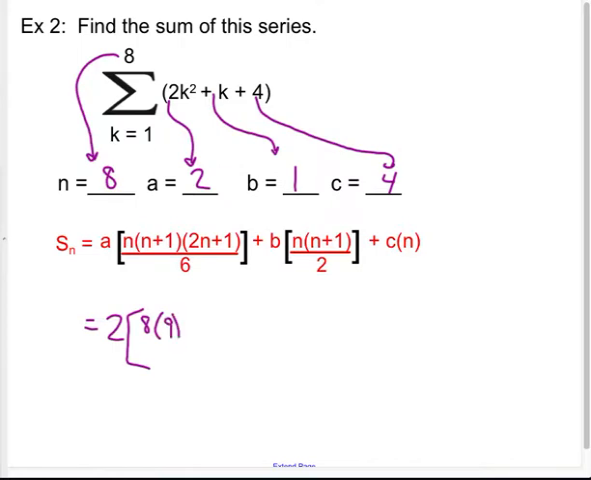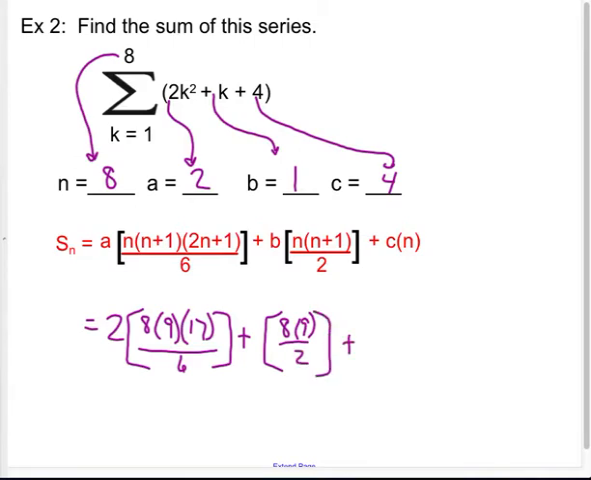I'm just going to simplify a little bit. So 8 plus 1 gives us 9. 8 times 2 is 16, plus 1 is 17. B is 1, so I'm going to go ahead and skip that. Again, n plus 1 is 9. And C times n. So at this point, I'm just going to go ahead and figure out what this is using my calculator. And I got a sum of 476.